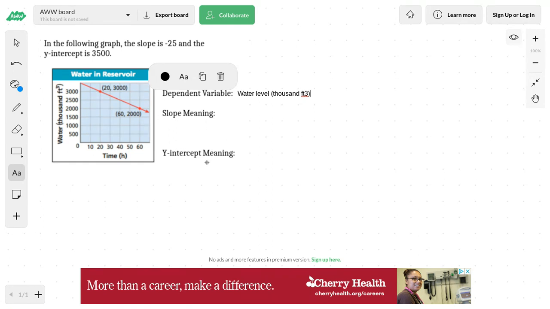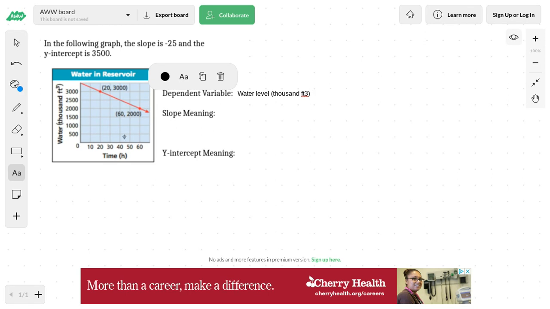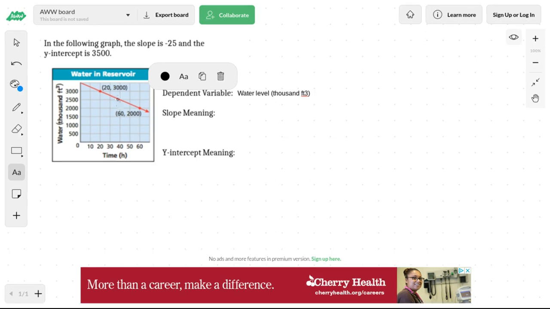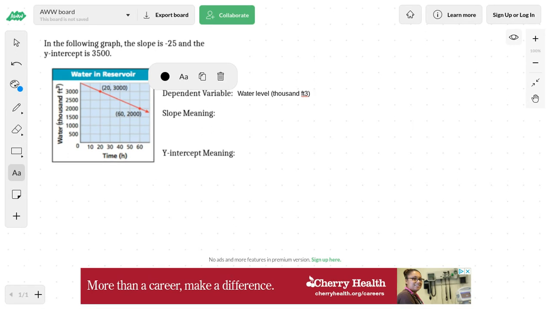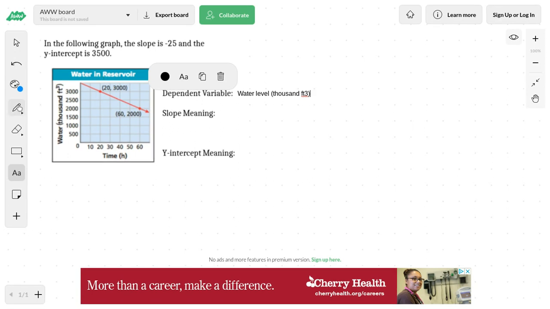So my next set of questions is talking about the slope and the y-intercept and what those actually mean. So for slope meaning, we have to actually calculate the slope. For ones like this where it gives us 2 points, I think it would be best to do the slope formula, but you could also count rise over run. Just keep in mind the scale of the graph. So like these are not counting by ones, these are counting by 500s. So I'm going to do it both ways. Let's quickly do the rise over run.